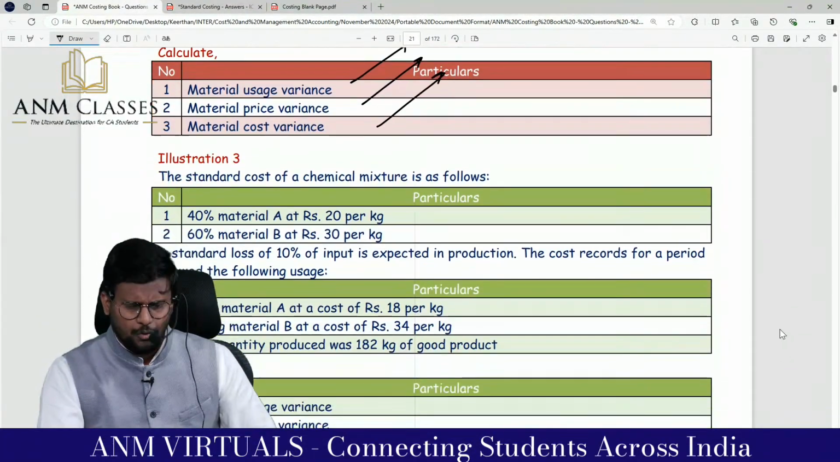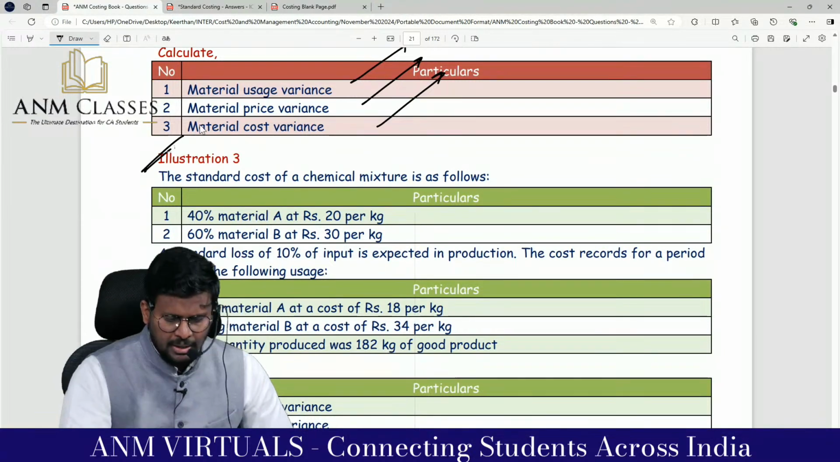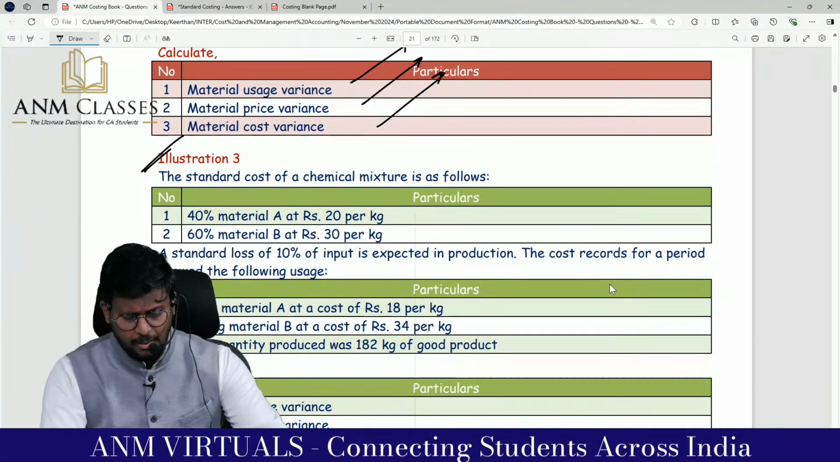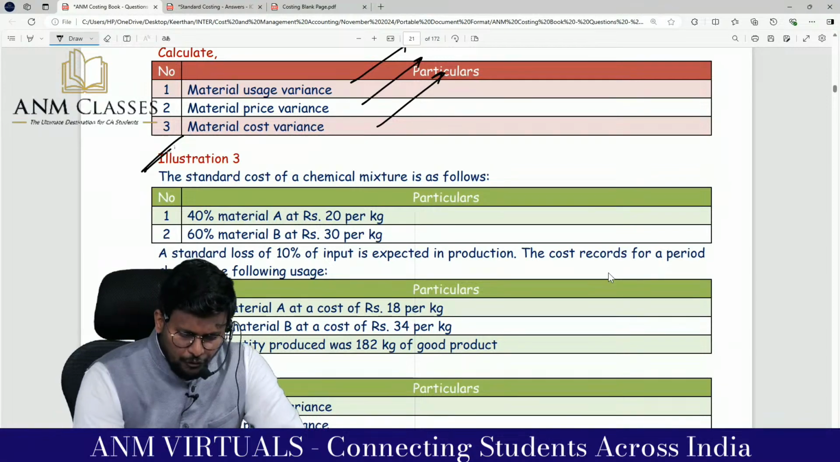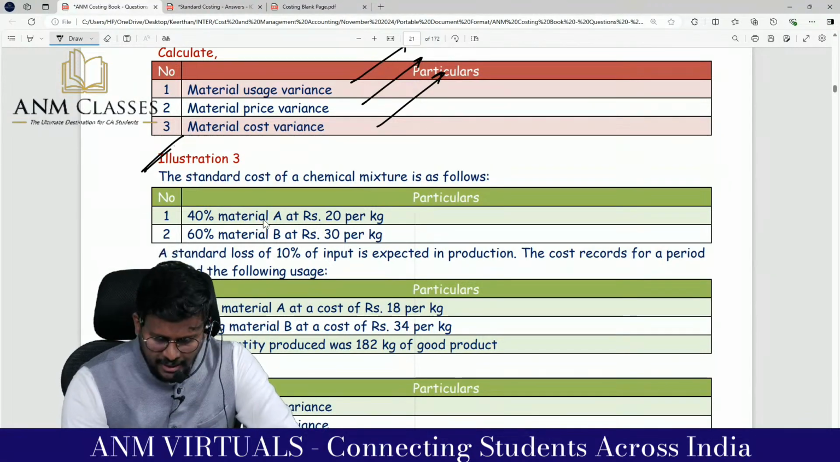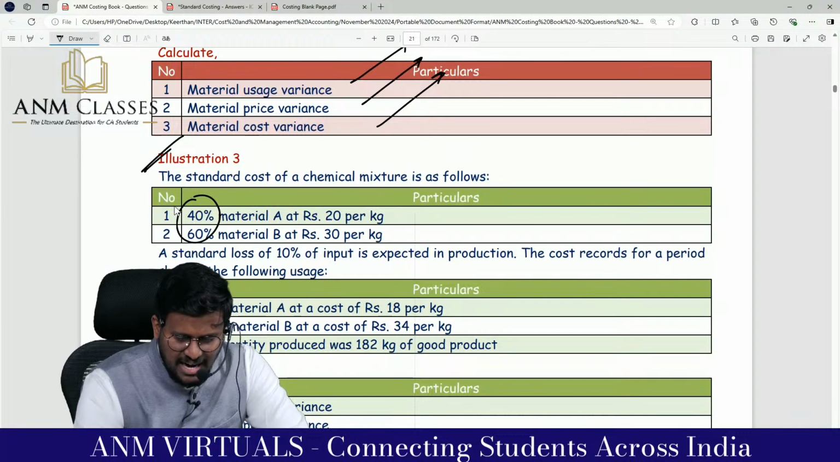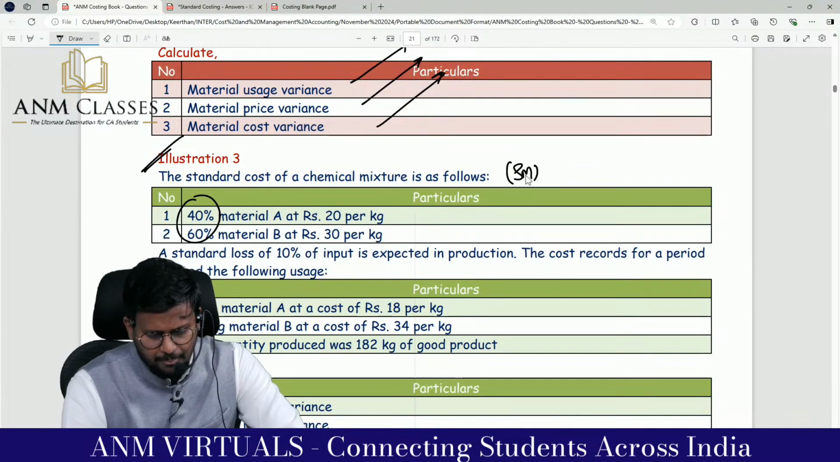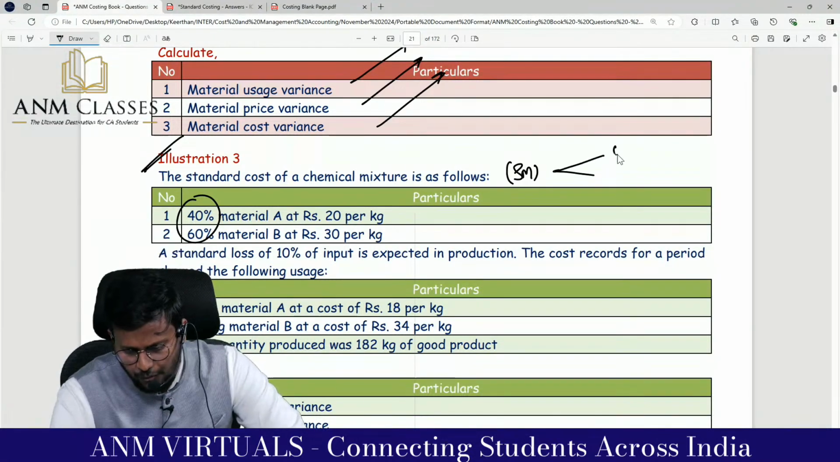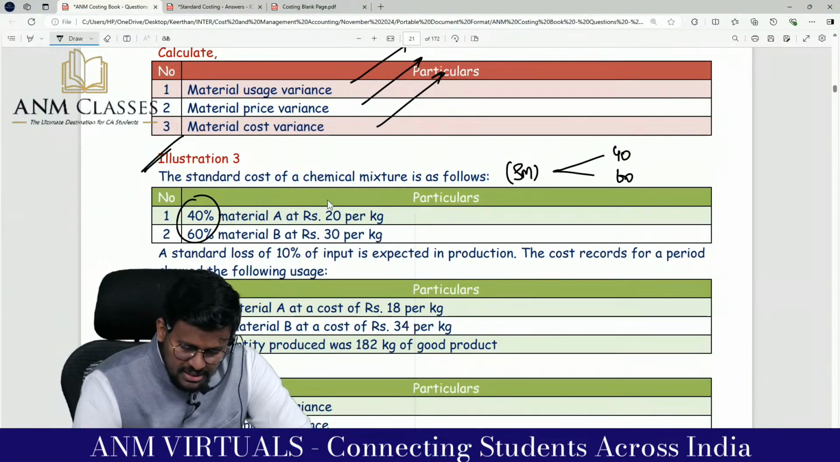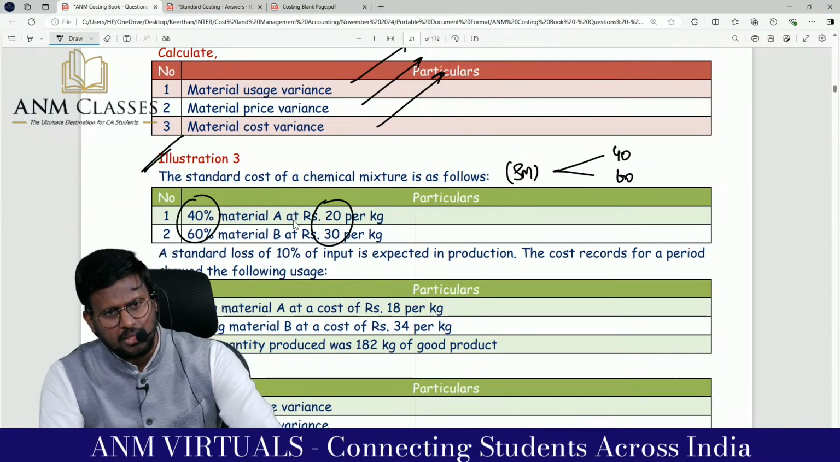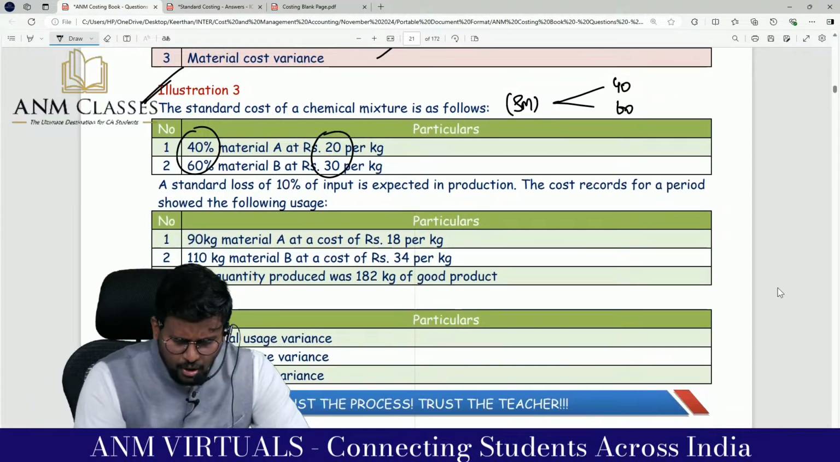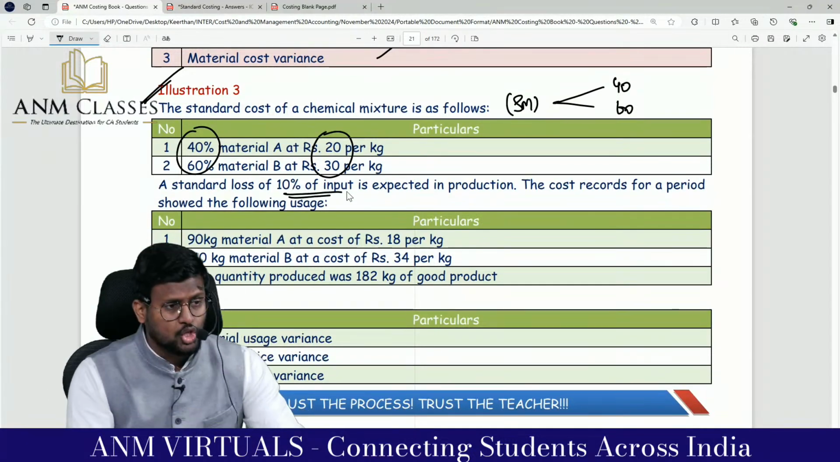Moving to the last question for the day, which is illustration number 3. The standard cost of chemical mixture is as follows. 40% of material A at 20 per kg. This is the standard mix. What is the standard mix? 40, 60. This is the standard price, 20, 30. A standard loss of 10% of input.